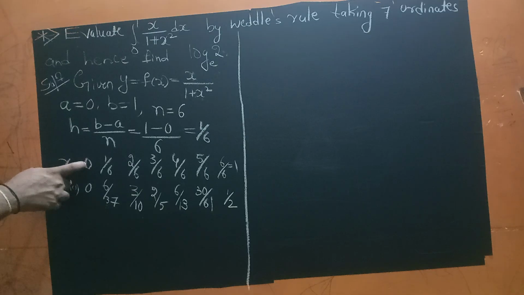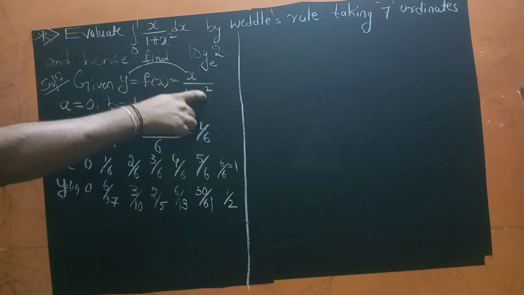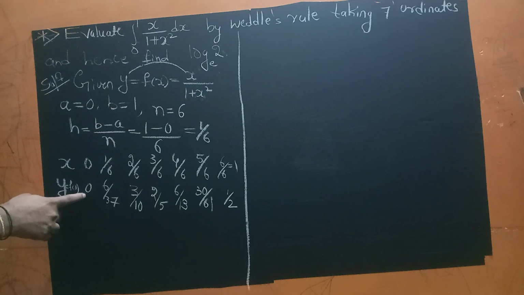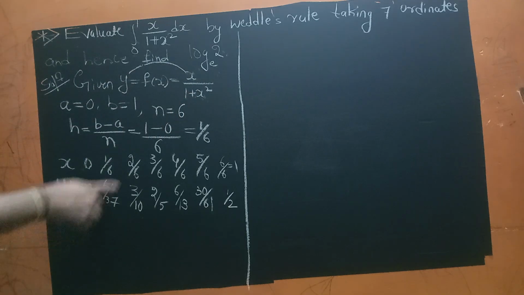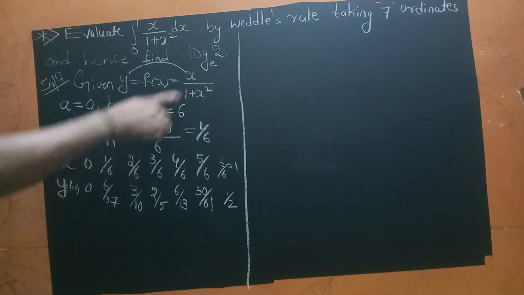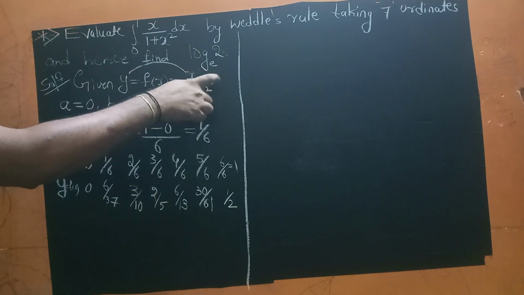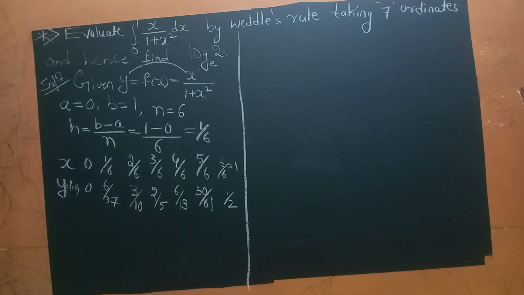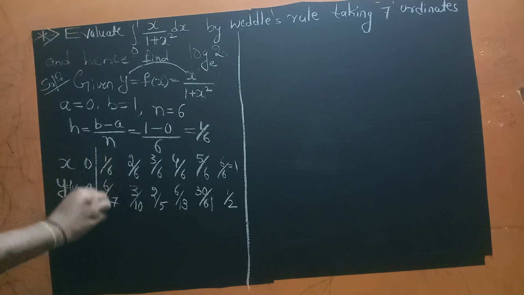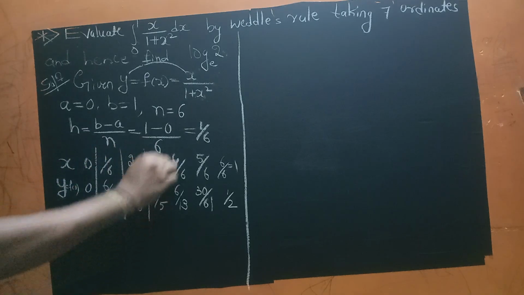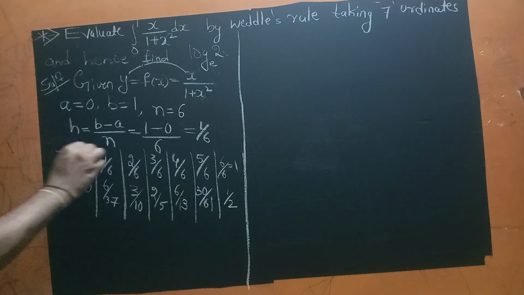Remember, I am substituting all x values to get the corresponding y values. If I replace x equal to 1 by 6 here, I get the corresponding y value. If I replace x equal to 2 by 6 here, the corresponding y value. This is very simple. You write this equation in the scientific calculator, then just substitute the x values, and you will have the corresponding y values. Okay, so these are our x values and corresponding y values.